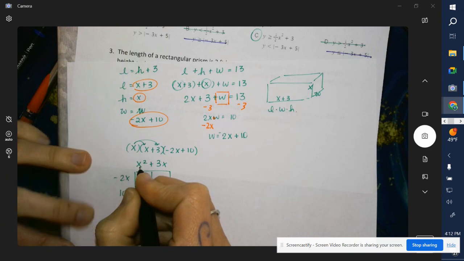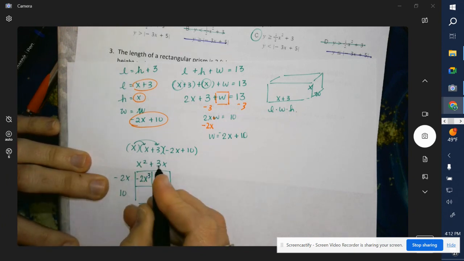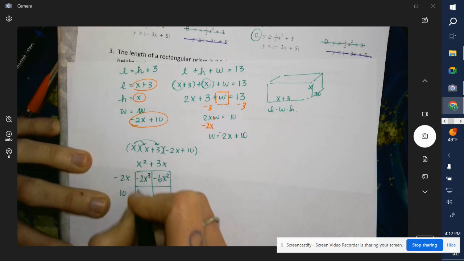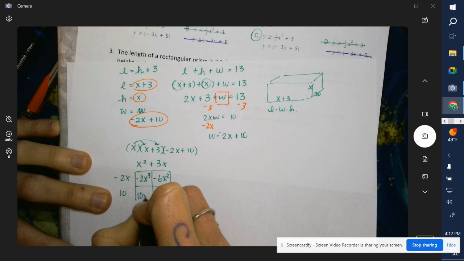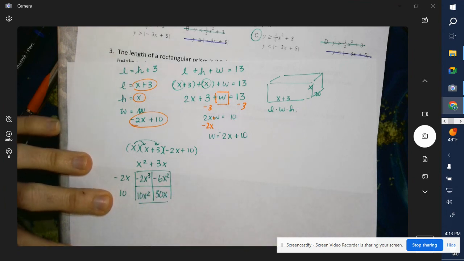Negative 2x times x squared is going to give me a negative 2x to the third power. Negative 2 times 3 gives me a negative 6x. X times x is x squared. X squared times 10, 10x squared. 3x times 10, 30x. And now clean up to get your answer.